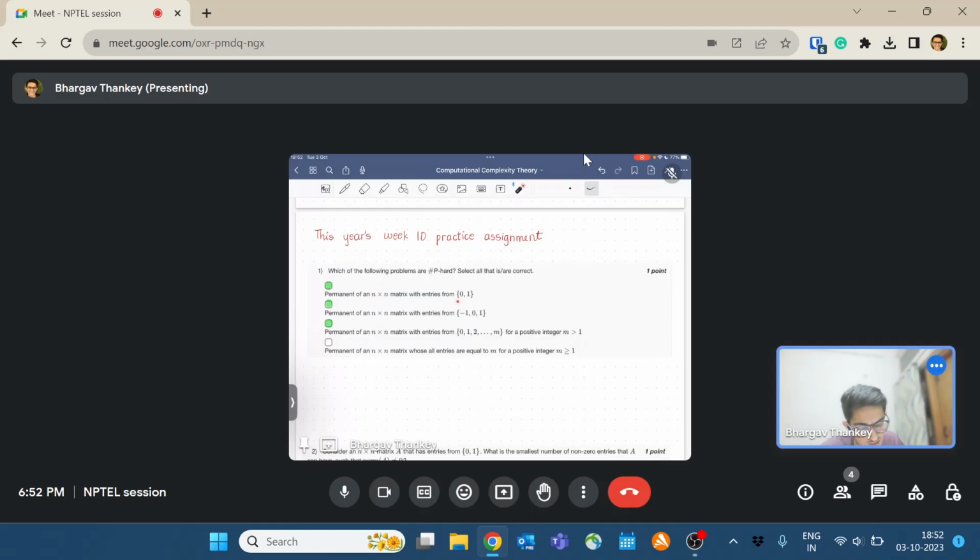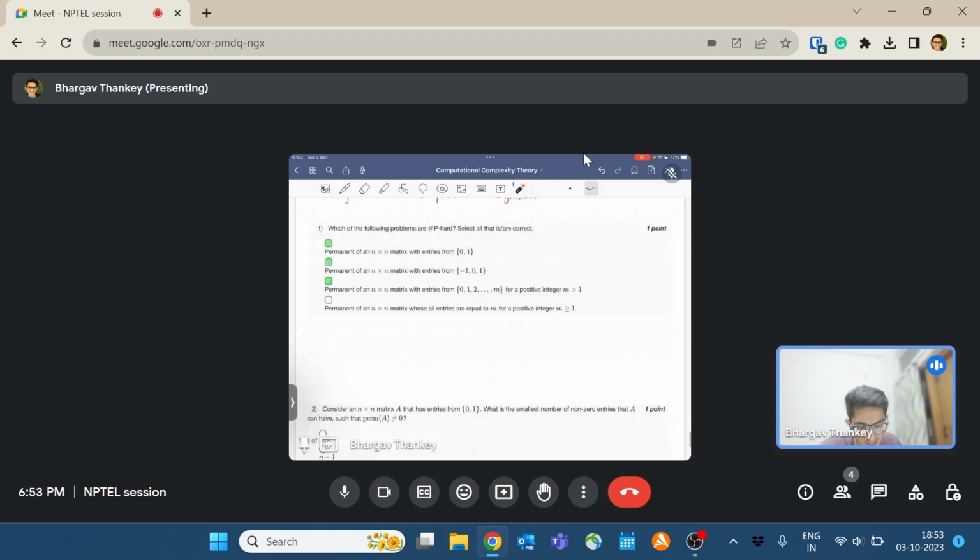So any matrix whose entries are in 0, 1 is also a matrix whose entries are in 0 to m. And so if you could compute the permanent of an n cross n matrix whose entries are from 0 to m, you could also compute the permanent of an n cross n matrix whose entries are from 0 to 1, right? So if this is hard, then this also has to be hard. And why is D not hard?